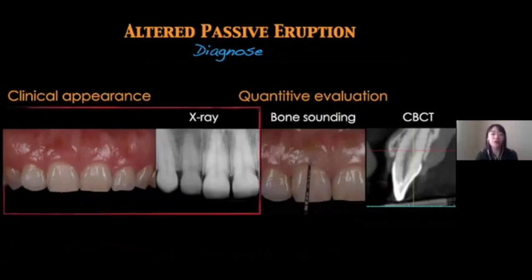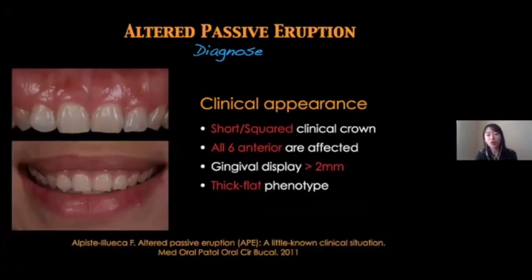But I will say, if you really start to look at your cases of patients who have a chief complaint of short crowns and a gummy smile, in 90% of cases you can almost directly diagnose this by the clinical appearance and X-ray. The typical clinical appearance for altered passive eruption is short or squared clinical crowns, and all 6 anteriors are normally affected. The excessive gingival display is usually more than 2 millimeters, and it usually happens in thick, flat phenotype patients.